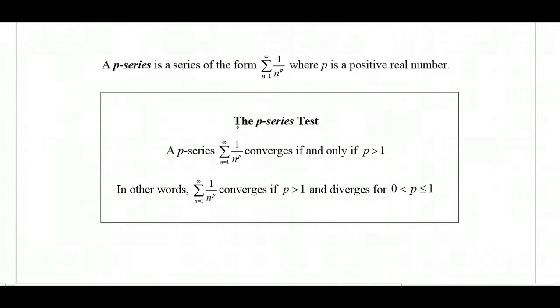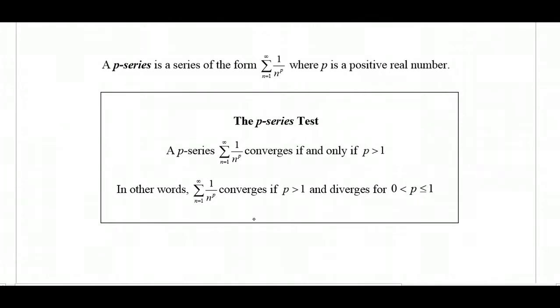So the p-series test says that if we have a p-series, the sum from n equals 1 to infinity of 1 over n to the p, that it converges if and only if p is a value strictly greater than 1. So another way to say that is if I have the sum from n equals 1 to infinity of 1 over n to the p, this thing converges if p is strictly greater than 1, and it diverges if p falls between 0 and 1 including 1. So that part we kind of already know.